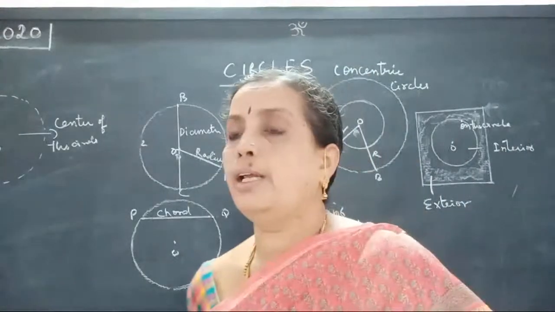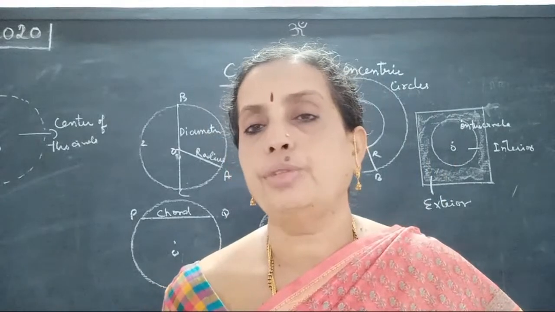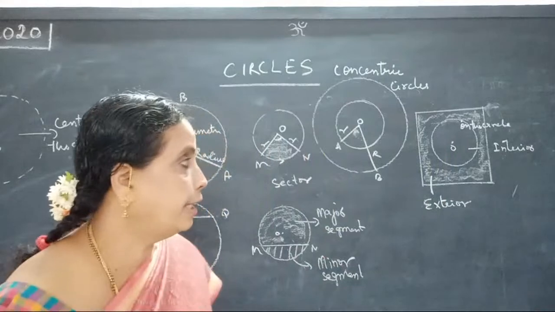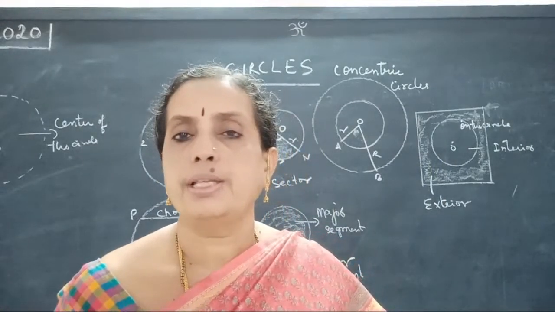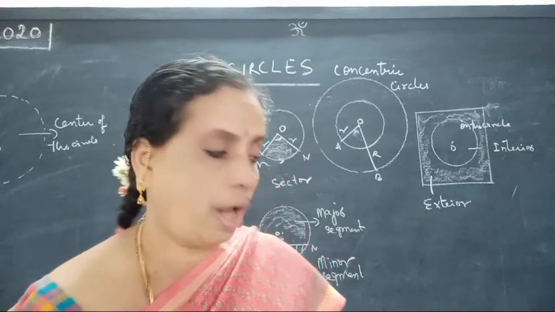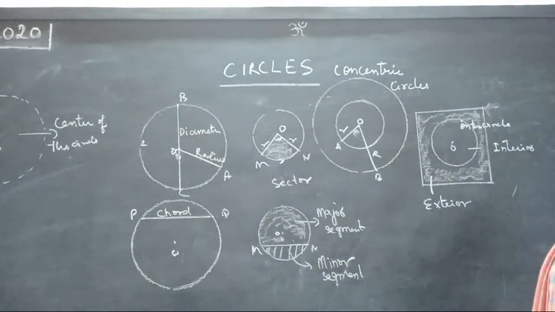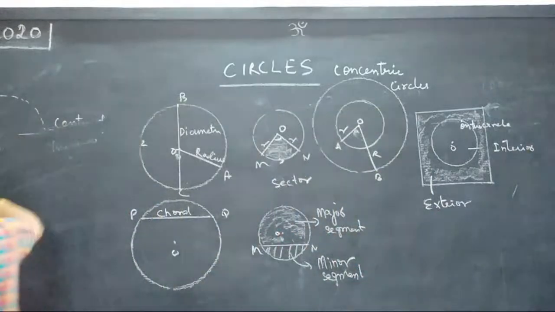A circle divides the plane in which it lies into three parts. They are the exterior region, interior region, and the circle itself. Is it clear to everybody? Is it clear? Now I will move on to angle subtended by a chord at a point. Take the heading.